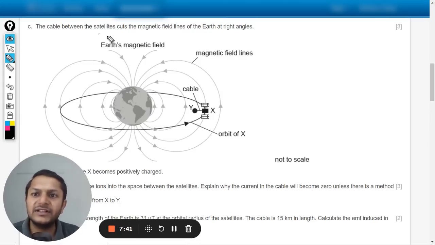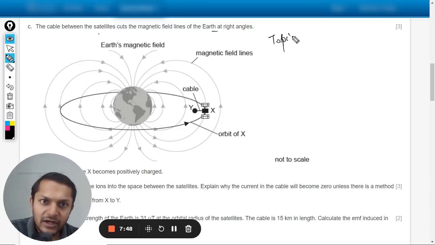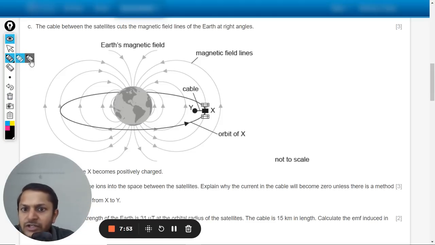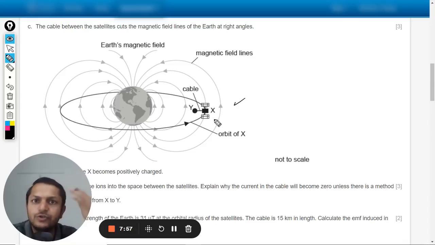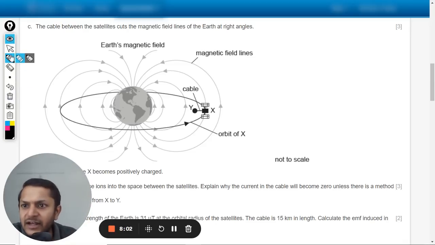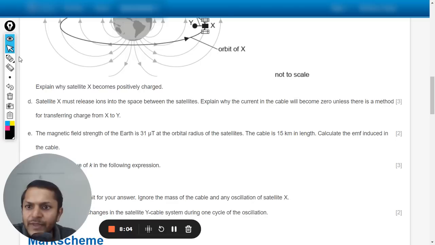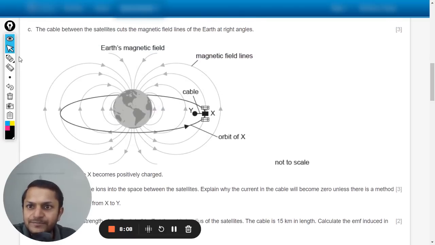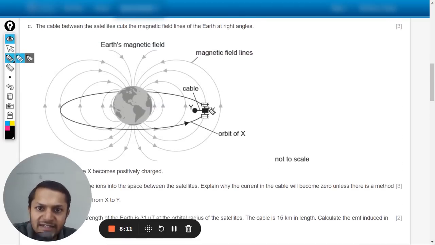The cable between the satellites cuts the magnetic field lines of the earth. Oh, so now we are moving to topic 11. Earlier we were in topic 10, now it is topic 11. So this wire is now cutting the magnetic field. They have shown the diagram so that there is no confusion about how it is cutting the magnetic field. Anyways, it is cutting the magnetic field. So explain why satellite X becomes positively charged. Okay, fine. So X is becoming positively charged.